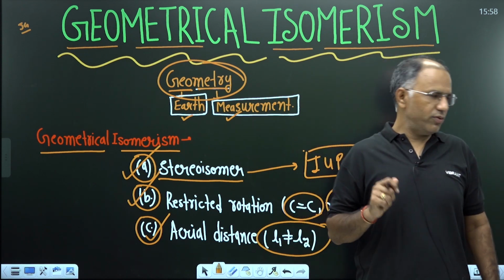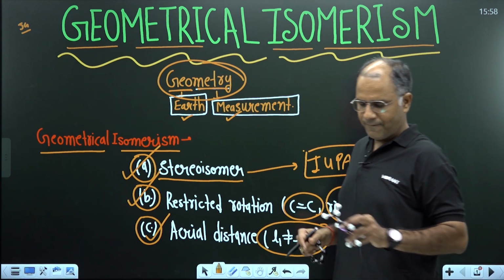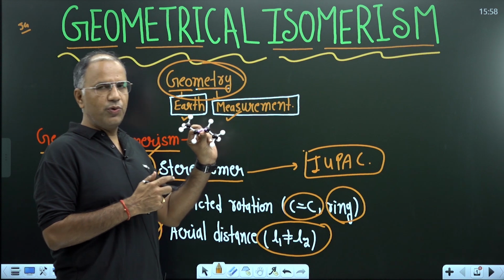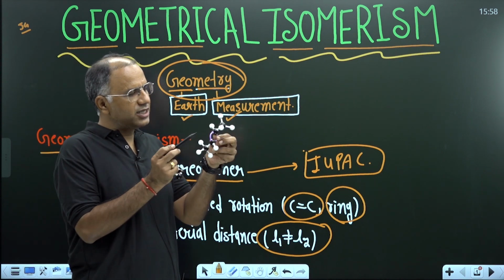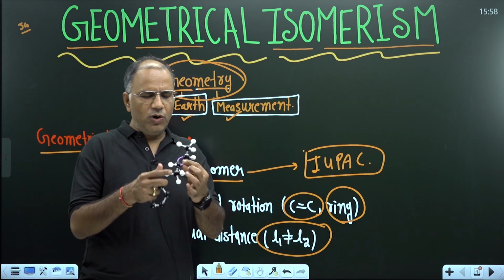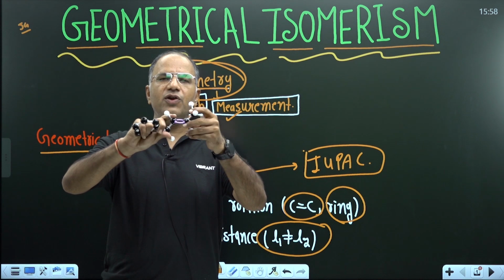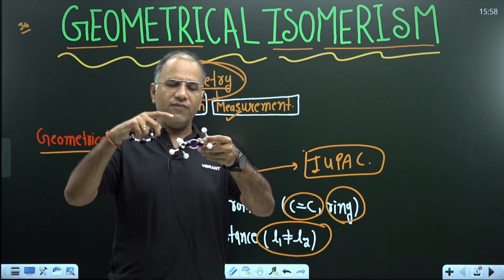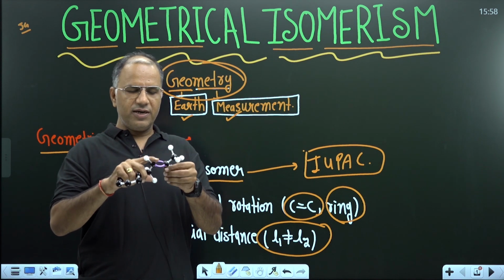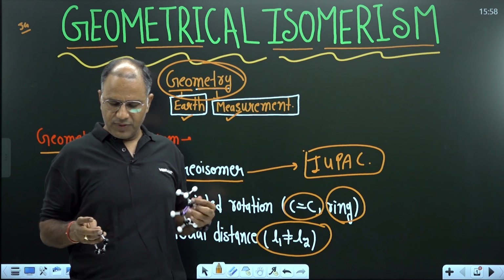Now let me show you some models regarding restricted rotation. The model in my hand is trans-2-butene, and this is a pi bond. You can see easily that in case of a pi bond, we cannot freely rotate. Free rotation is not possible. That's why we call this pi bond restricted rotation. Got it? Whenever there is a pi bond, double bond or triple bond, rotation will be restricted.